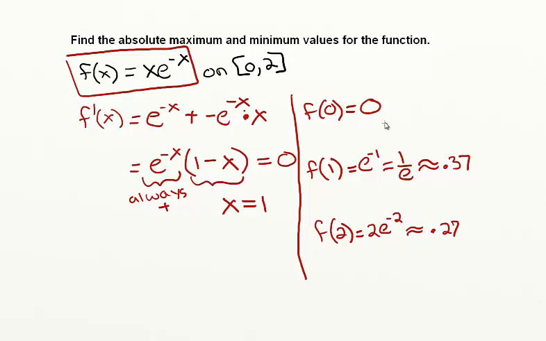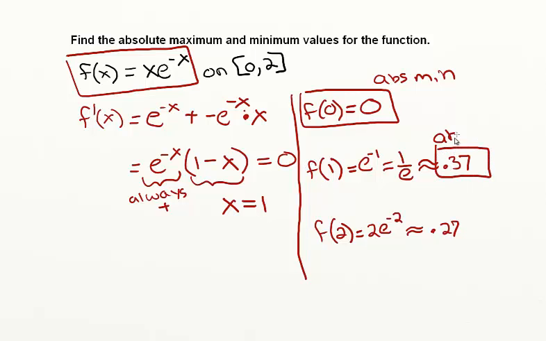So turns out the lowest of these three is going to be f of 0, which is 0. So at x equals 0, we have the function attaining a minimum value of 0. So this is our absolute min. Then the maximum value of all of those is 0.37. So that's our absolute maximum, and the function attains the absolute maximum value of 0.37 when x is equal to 1.